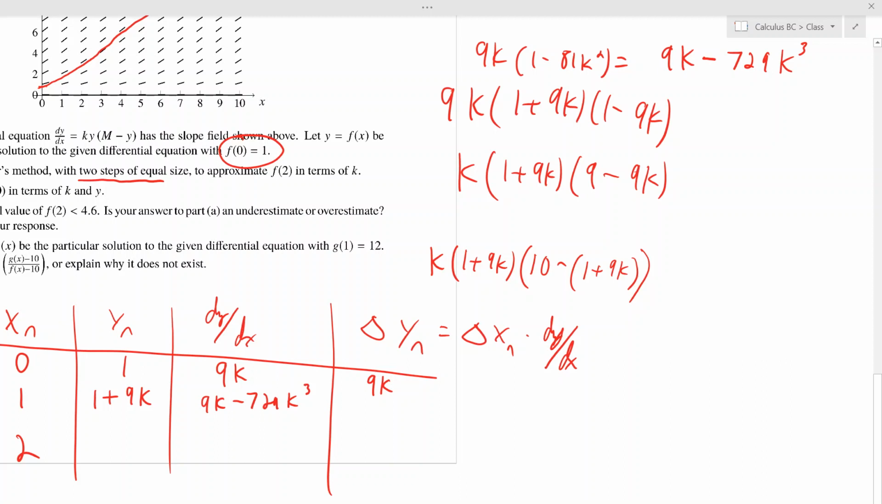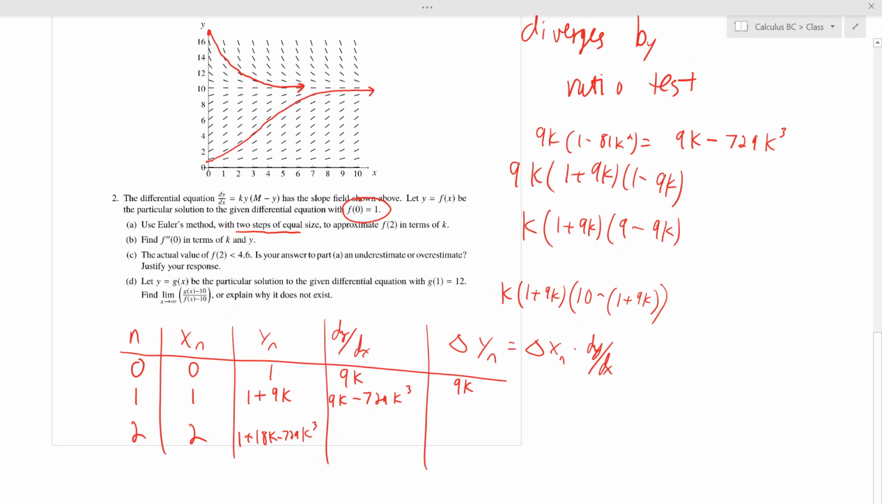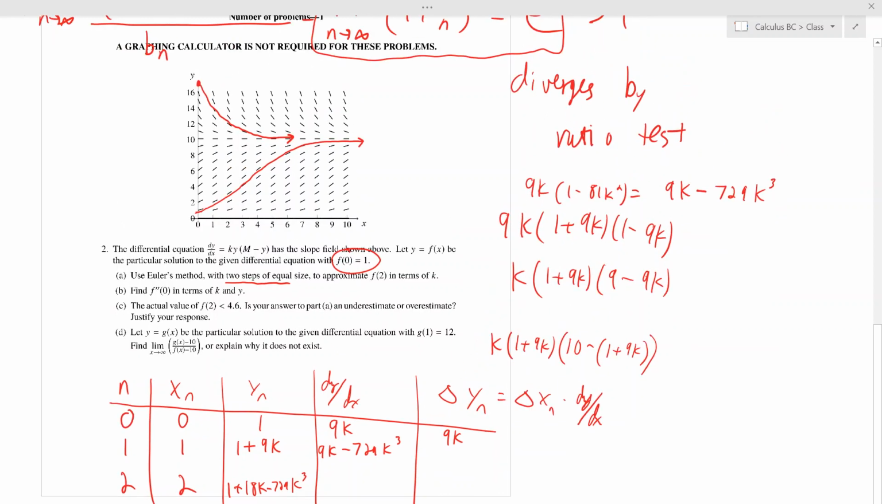So we have to add that to what we had. It's 1 plus 9k, and 9k gives me 18k, and then minus 729k cubed. That seems a little bit much too. Again, the idea behind it is that you should be able to do Euler's method, even if they give you a variable in there. That shouldn't be too bad, but it just seems like a little bit much arithmetic-wise.